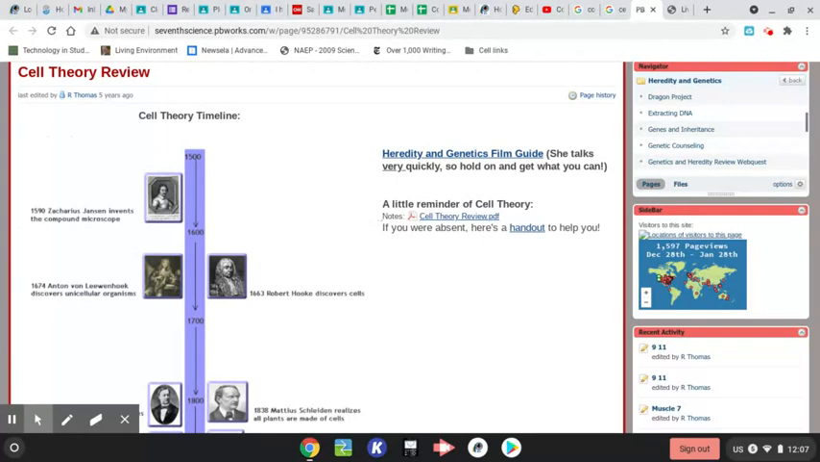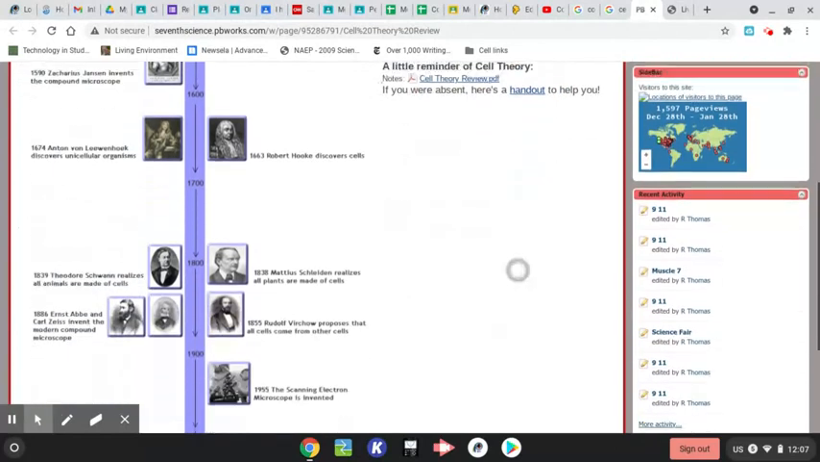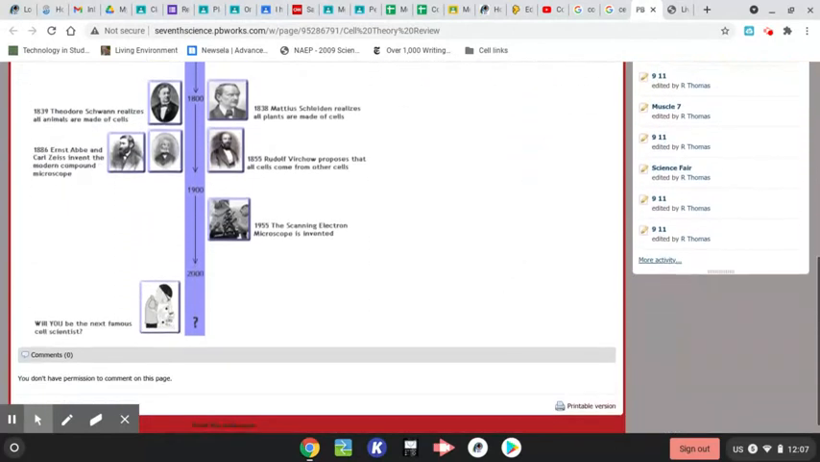So what are the three parts of the cell theory? What's one of the parts? Go ahead. All cells come from other cells? Yeah, cells come from other cells. And that was really one of the later things that was decided, okay?